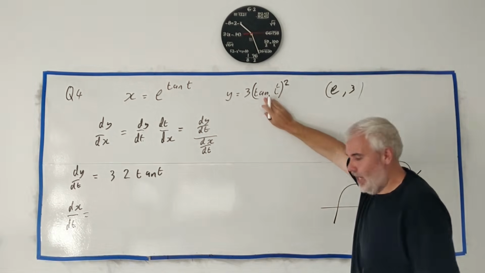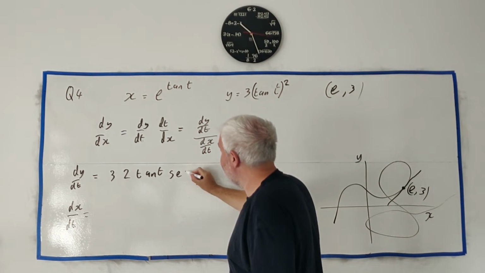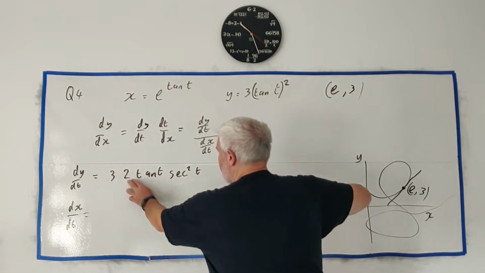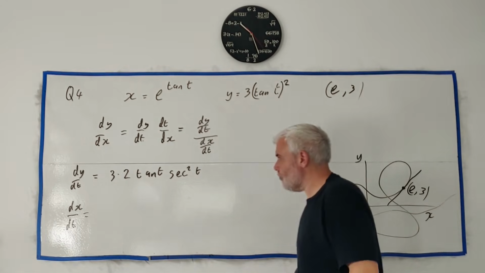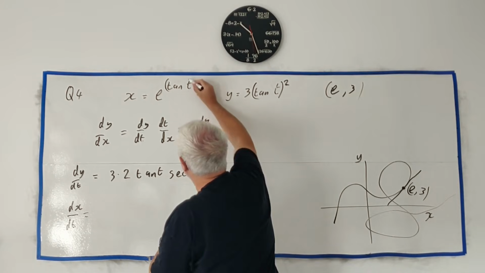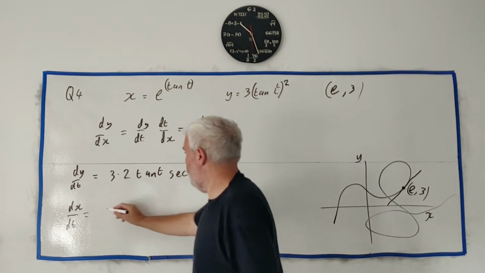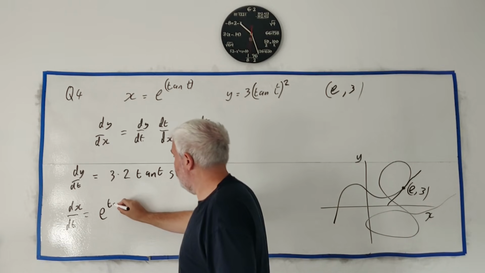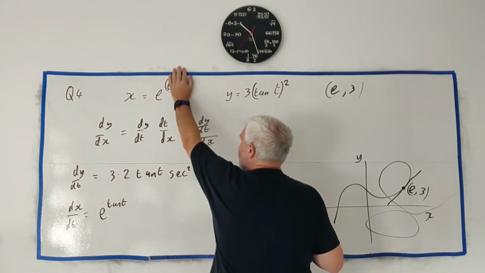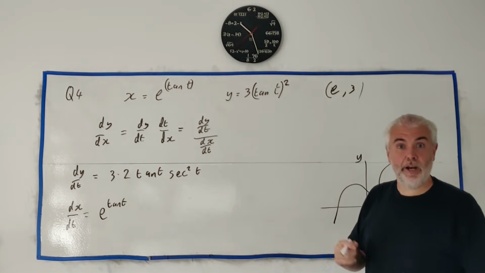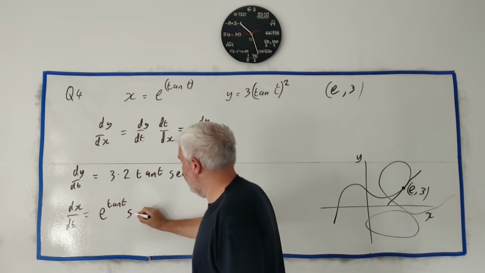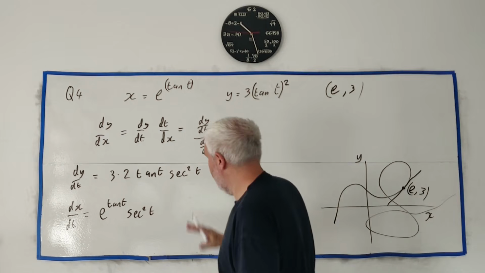What's the derivative of tan t? That becomes sec squared of t. So that's our answer here. 3 multiplied by 2 becomes 6, obviously. Let's do similar for x. We will treat this as just e to the power of something. Well, the derivative of that is easy. It's e to the power of that something. But again, we have to use the chain rule and say, hang on, that something wasn't just t. So you better multiply by the derivative of that. Again, the derivative of tan t is sec squared t.